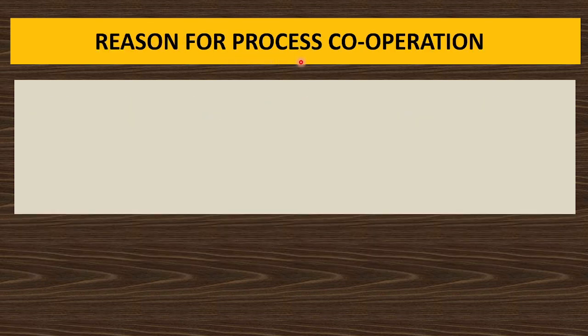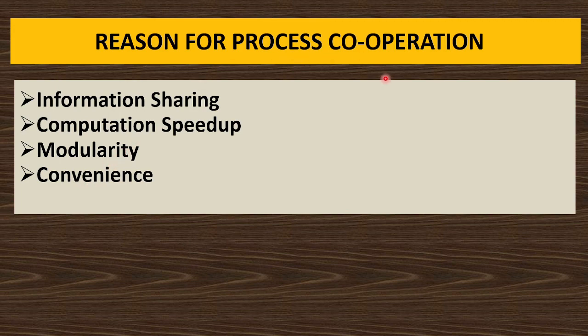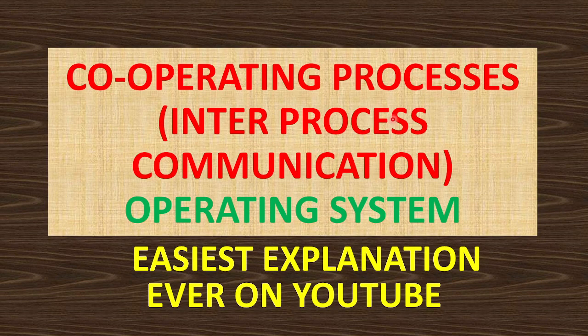Now we'll see the reasons for process cooperation. Why do we do process cooperation? There are different types of environments which allow process cooperation. First is information sharing. Why are processes cooperating with each other? So that they can share the information with each other. Second is computational speed up. Meaning, if we are doing any computation, mathematical computation or any data analysis, you can do it very fast if processes are cooperating. Then modularity and convenience. So these are the reasons for process cooperation. So this was all about cooperating processes, that is inter-process communication or IPC under operating system. Thank you.